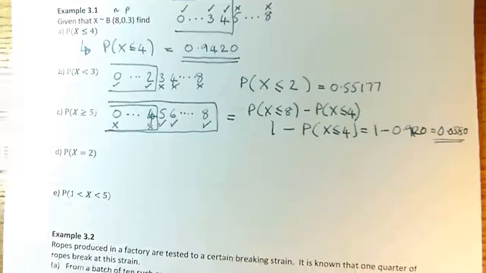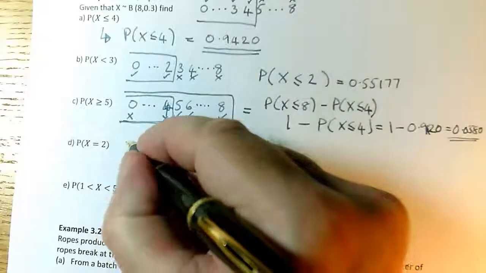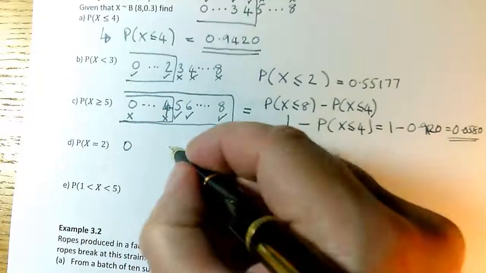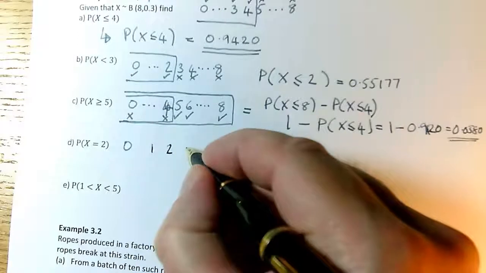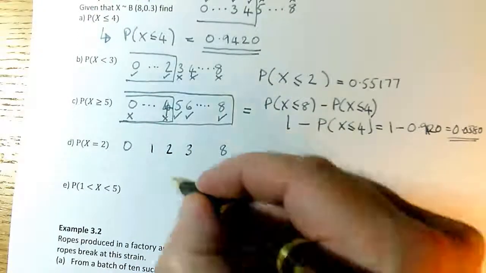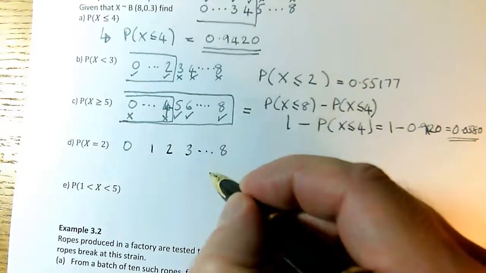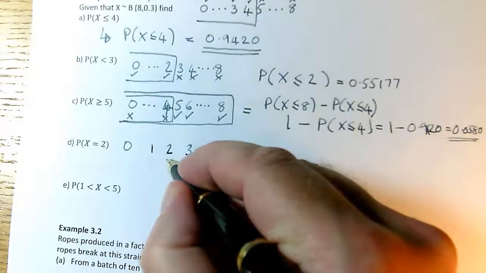The next one is for the probability of x equaling 2. So once again, we have all the outcomes from 0 to 8. I make sure I've got 2. I need the 1 and the 3 on either side of the 2. Okay, well, now the only one with a tick is the 2.